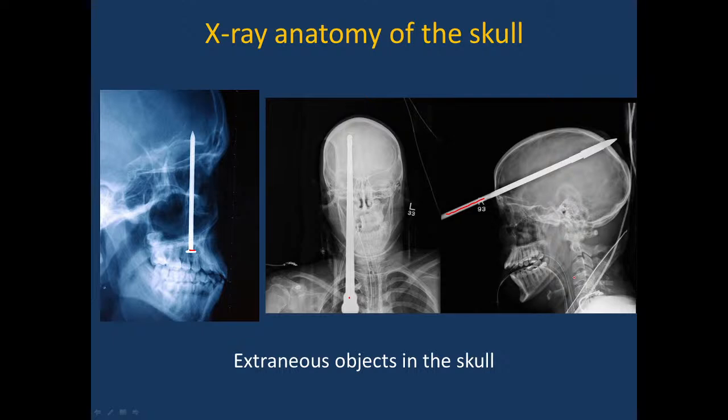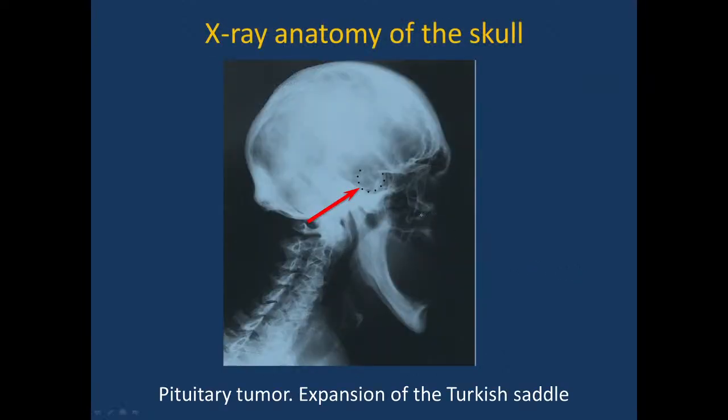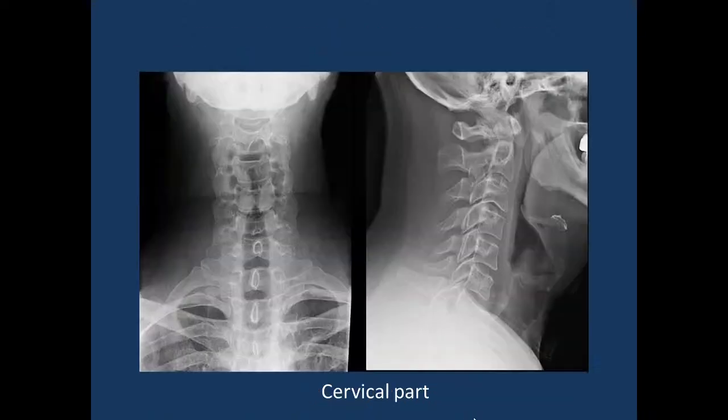X-ray anatomy of the skull of the patient with the adenoma of pituitary gland, pituitary tumor, shows us a large volume of the sella turcica. It is visible without contrast. Turkish saddle, we call it. Yeah, and it is expanded.